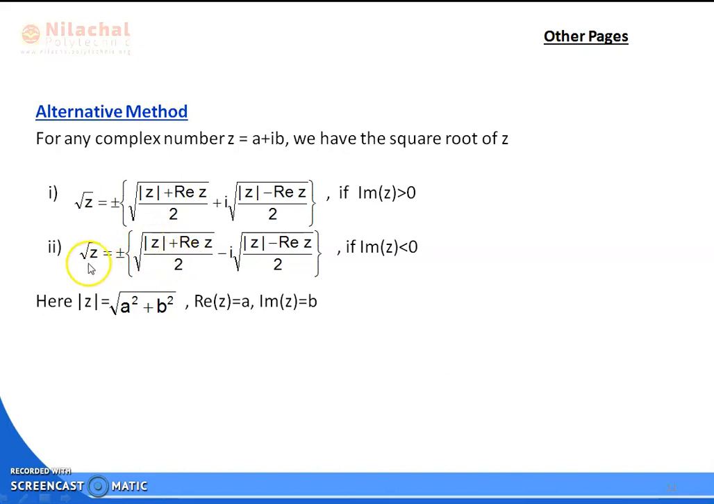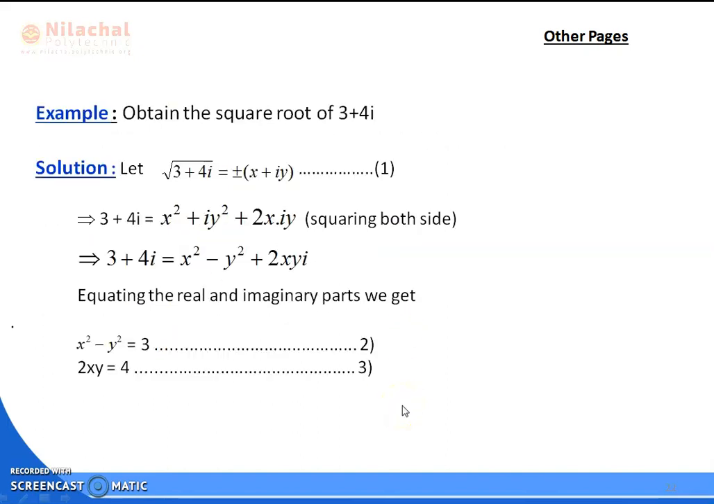Similarly, the next formula is root z equal to the same formula, only the sign is minus here. It applies only when imaginary z is negative, means b is negative. So sometimes for less time you can use this formula also. Here mod z means the modulus of z, and we have discussed that mod z is under root a square plus b square, and real z is a. Clear? So by using these values, you can apply them in the formula and find the square root of z. Clear?